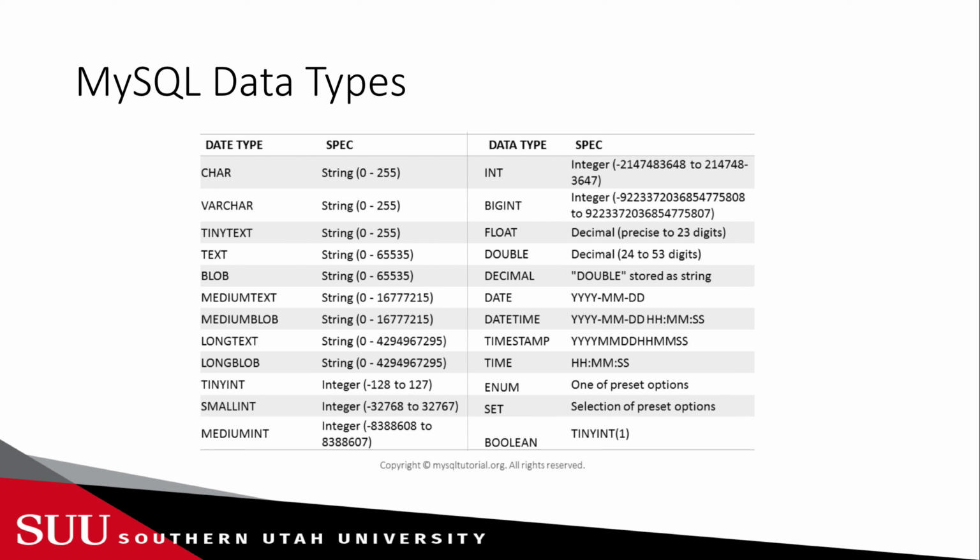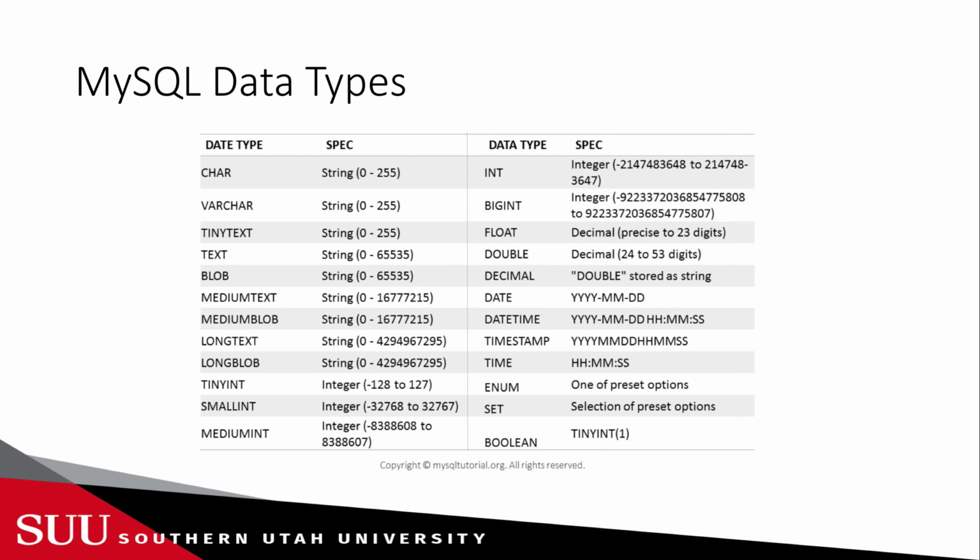As you can see, text is a little bit larger. It can hold up to 65,535 characters. And then medium text is even a larger number. It is 16 million something. Long text and long blob are all of the strings.